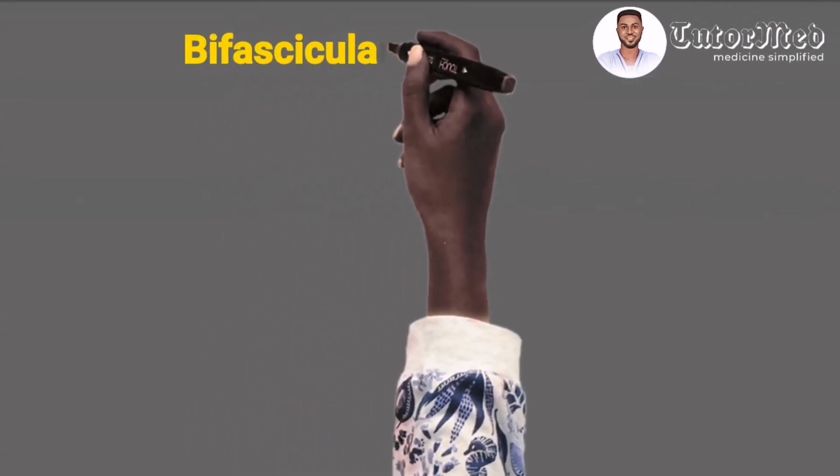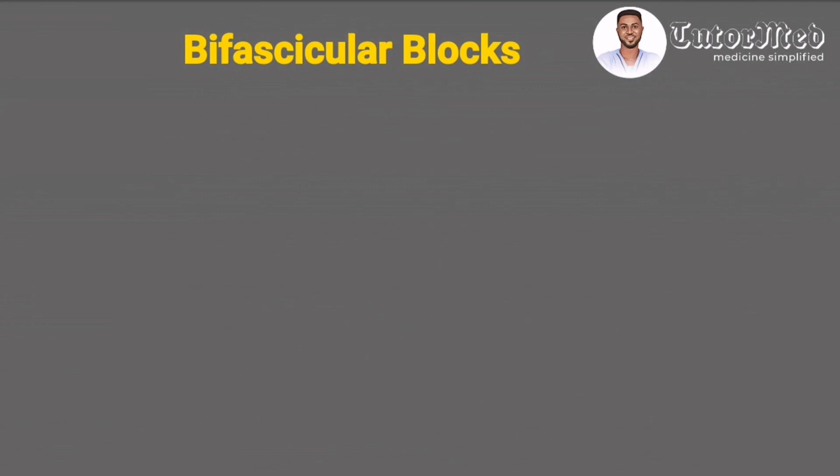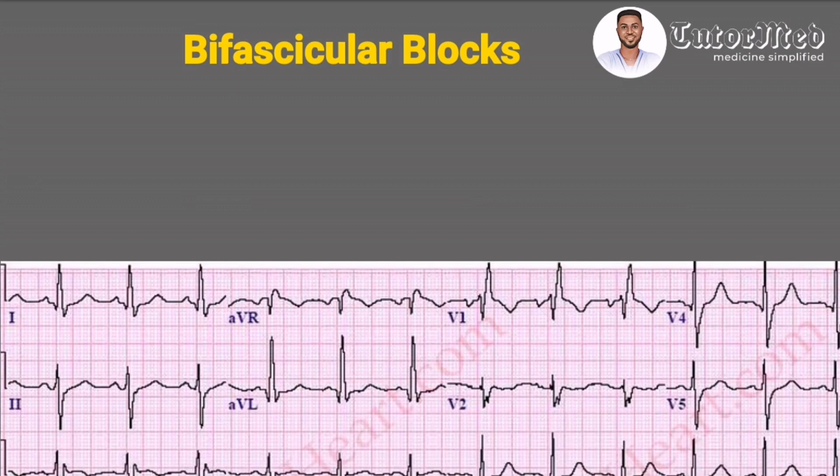Good. And so lastly, let's look at how to identify bifascicular block in a very brief and simple way. Remember, we said that bifascicular block is a combination of a right bundle branch block and then a left anterior fascicular block, which is the same as anterior fascicular block anyways. Now let's illustrate this on the ECG.